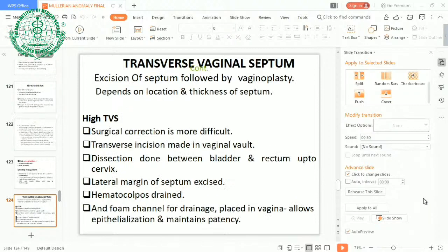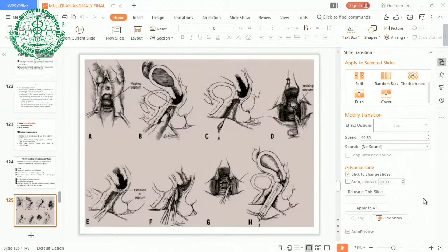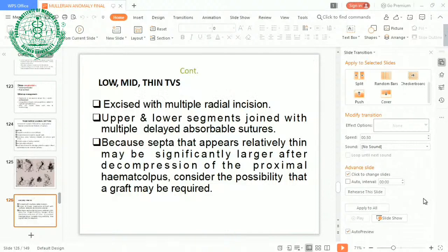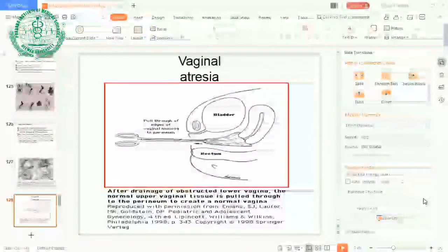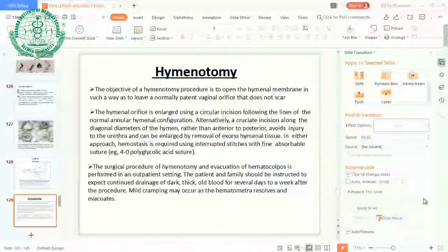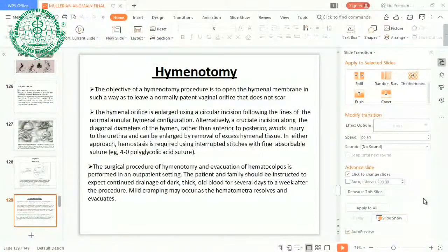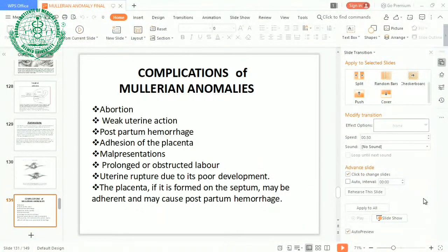Transverse vaginal septum: excision of the septum followed by vaginoplasty, depending on the location and thickness of the septum. With a high TVS, surgical correction is more difficult. A transverse incision is made in the vaginal wall, dissection is done between the bladder and rectum up to the cervix, the lateral margin of the septum is excised, and the hematocolpos is drained. A pull-through operation is done, or you keep the mold. This is how pull-through is done. Hymenectomy, again we need not go into detail, this is how it is done.